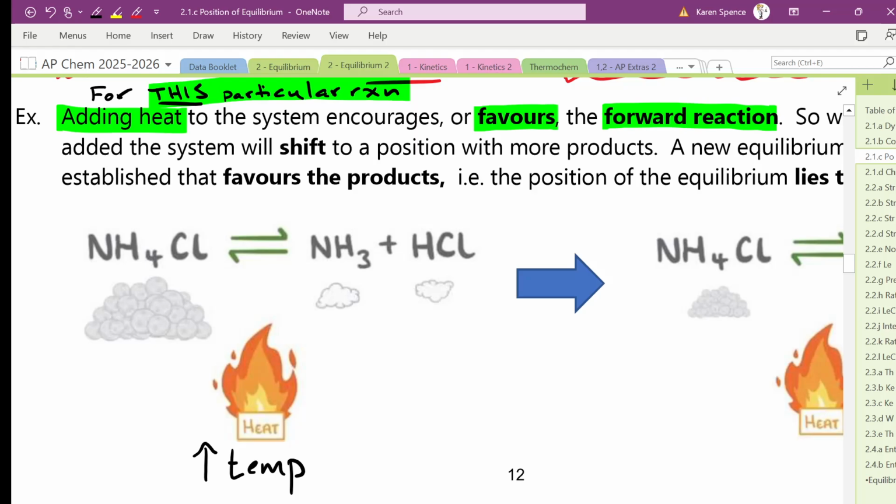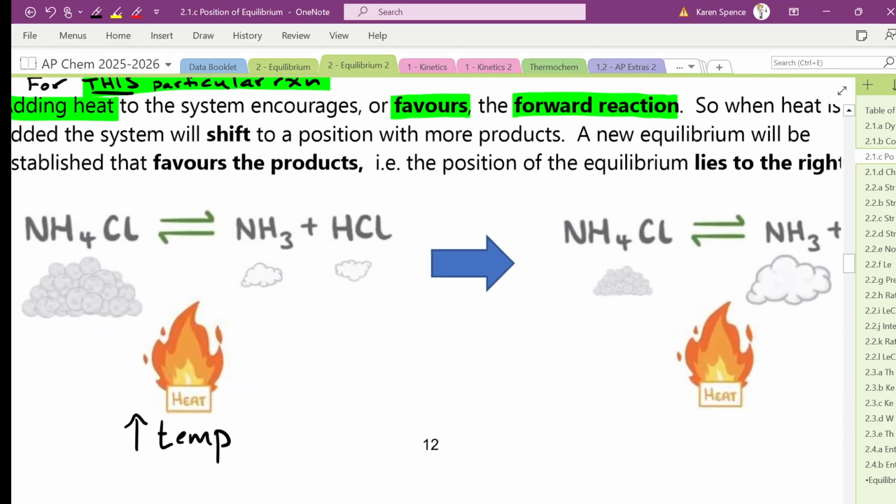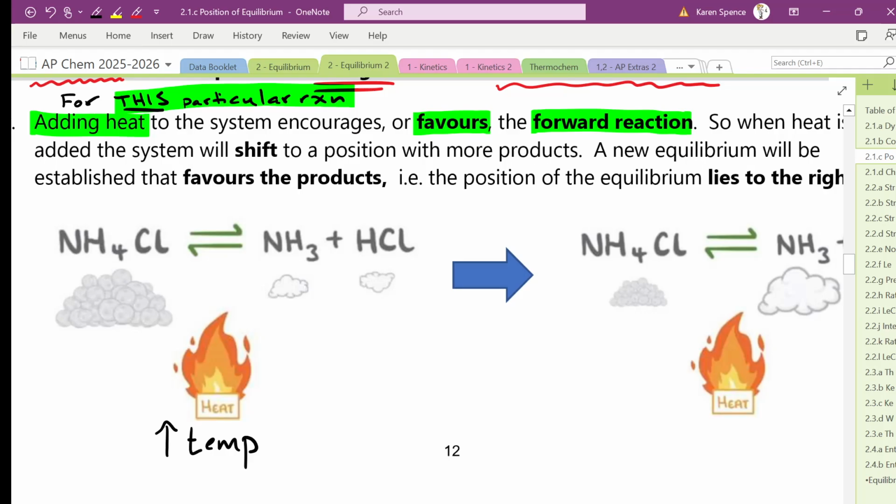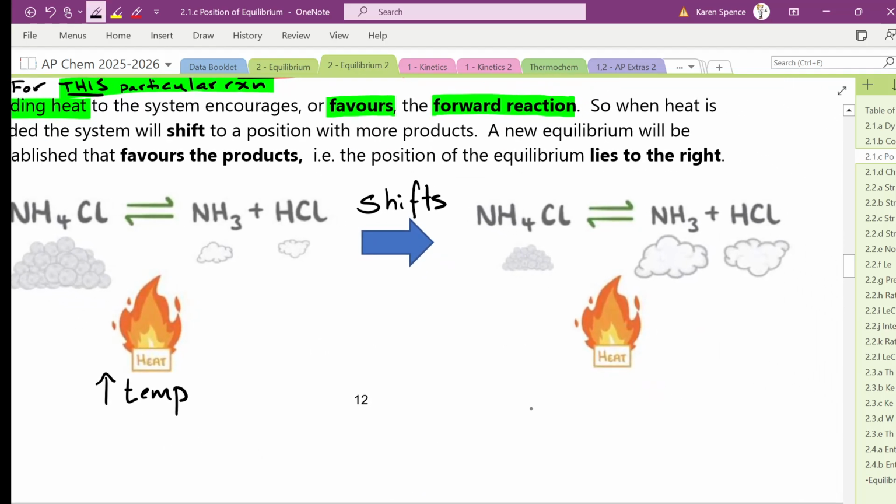So what does that mean? If it favors the forward reaction, what are we going to end up with more of? We're going to end up with more products. Okay? So when heat is added to the system, we say that the equilibrium shifts to a new equilibrium position with more product.